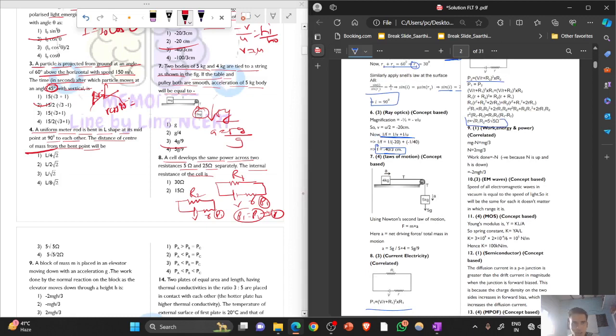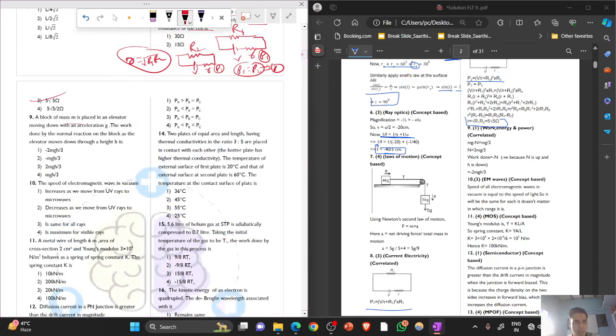That will come out to be, once you solve it out, small r comes out to be square root of capital R1 into R2. So after solving for 5 into 25, that will be 5 root 5. So option number 3 will be the correct answer. Moving ahead.